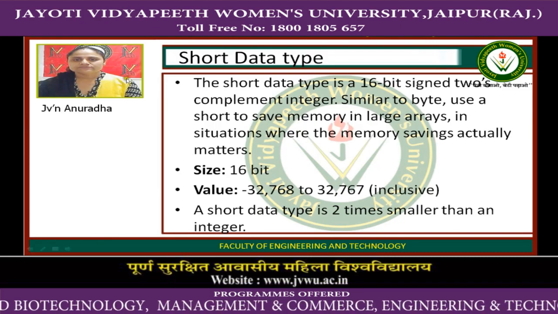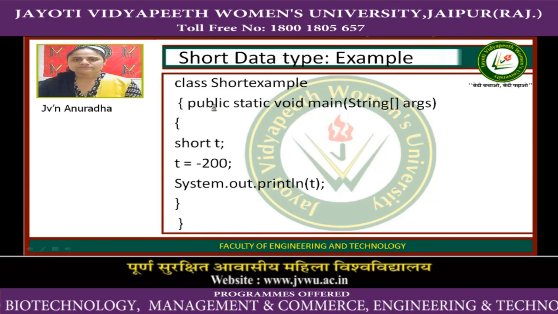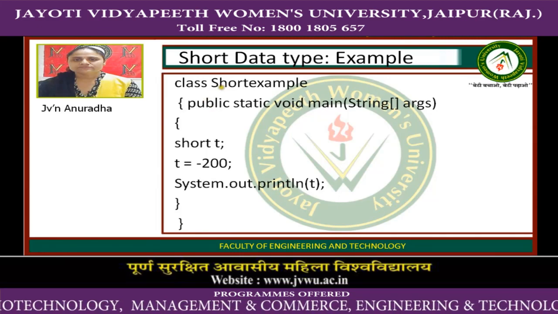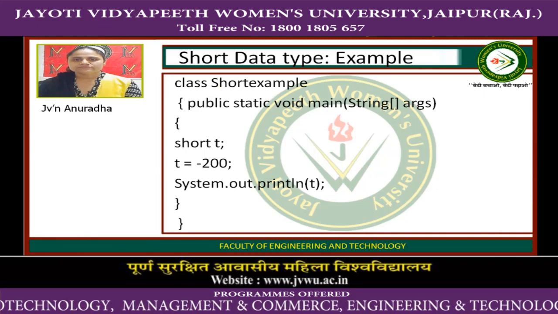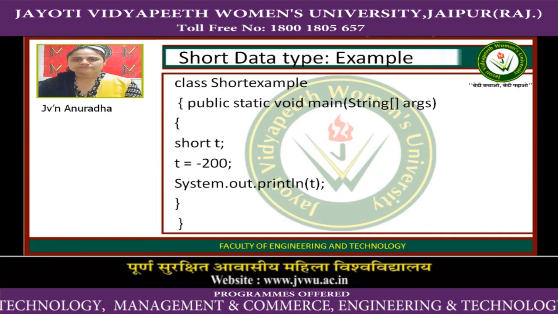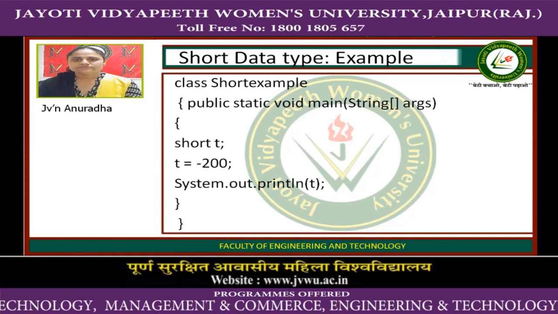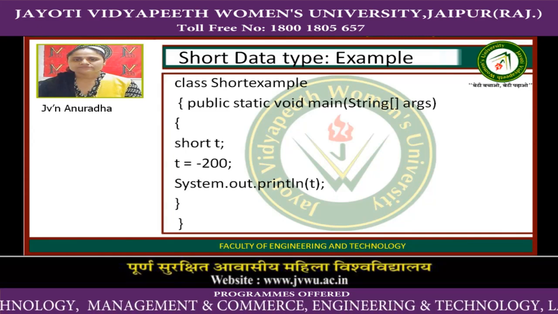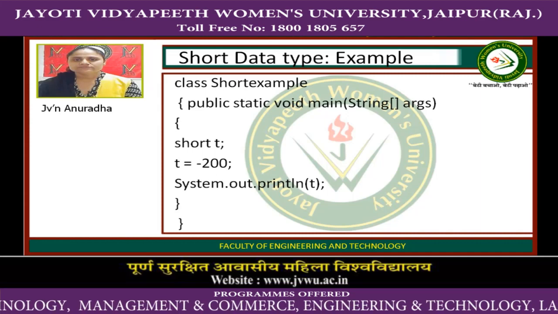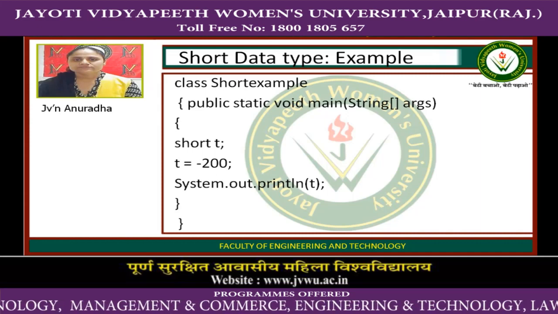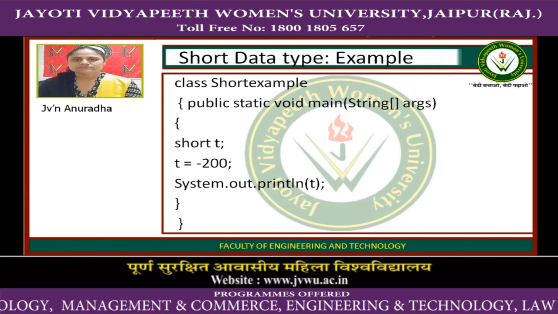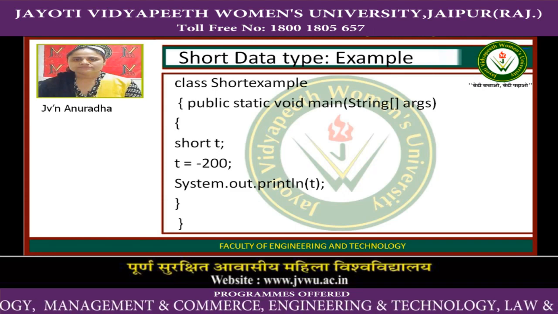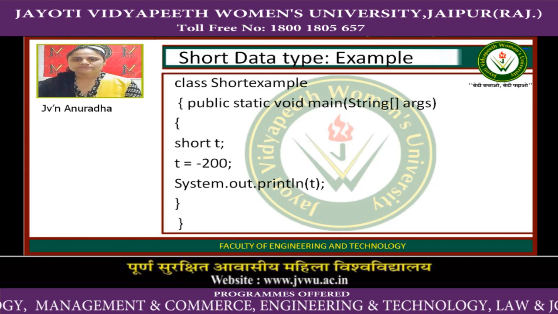Now we'll discuss the example of short data type. Here in this example, I am creating a class short example. Under this class, I am creating a main method. In this main method, I am declaring a variable t that is of short type. The value of t will be minus 200. Now I am going to print this value of t by using the statement system.out.println, where system is a class. The output of this program will be minus 200.